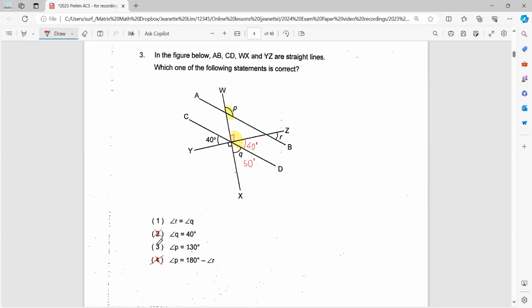Okay, so out of 1 and 3, which one is more possible? R equals to Q. So we have to assume that this is parallel, then that is not true. So the more possible answer is 3. And the question should have stated that there are parallel lines. Okay, to make this question clear.